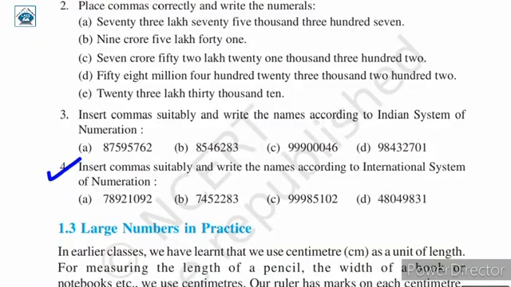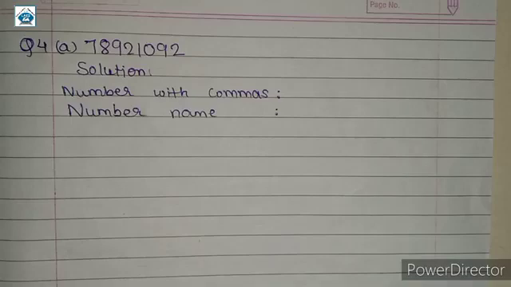Question number 4. Insert comma suitably and write the names according to the International System of Numeration. So that is the only difference between question number 3 and question number 4. Here we had the Indian system and here we will have the International System of Numeration. And according to the International System we have to give the number names to these numbers. So firstly we will insert commas in each of these numbers so that we can easily name them. Here we need to insert commas and write the number names according to the International System of Numeration.